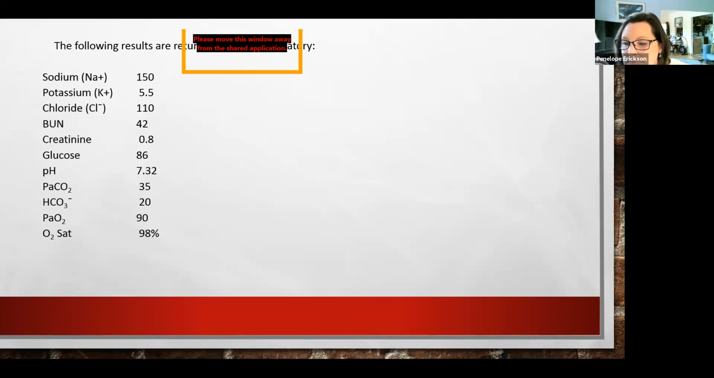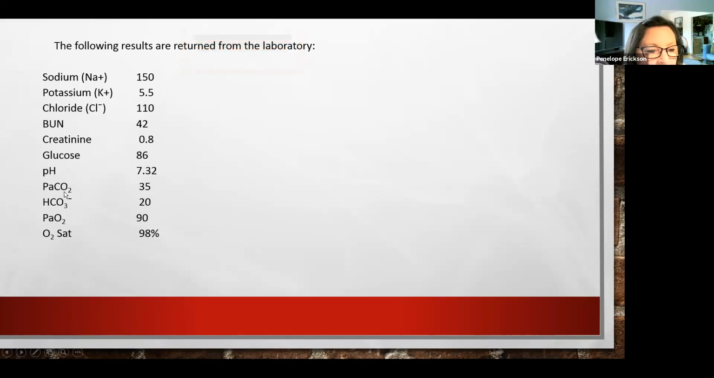His CO2 is 35. So remember, the CO2 normal is 35 to 45. So it's within normal limits.